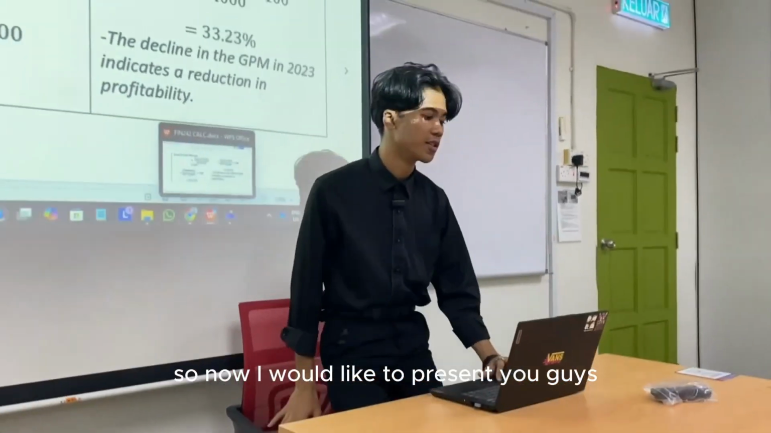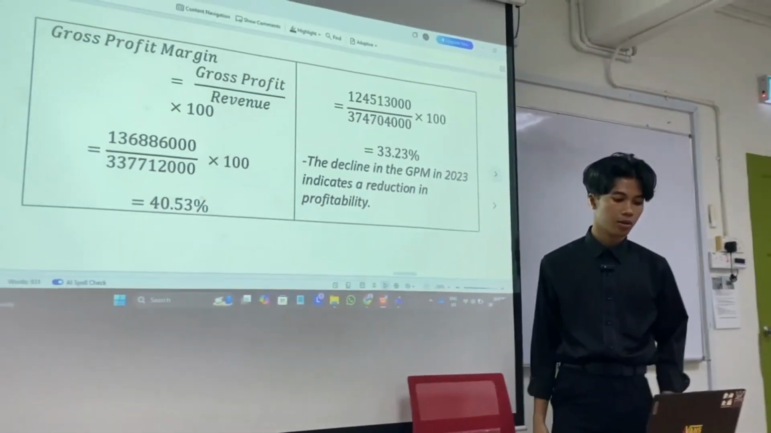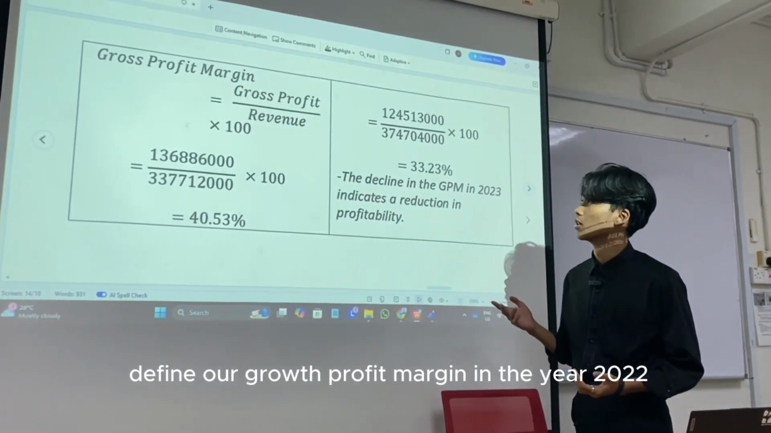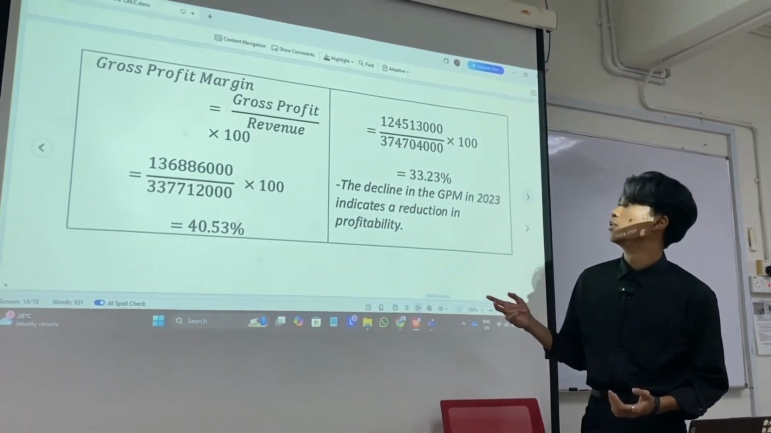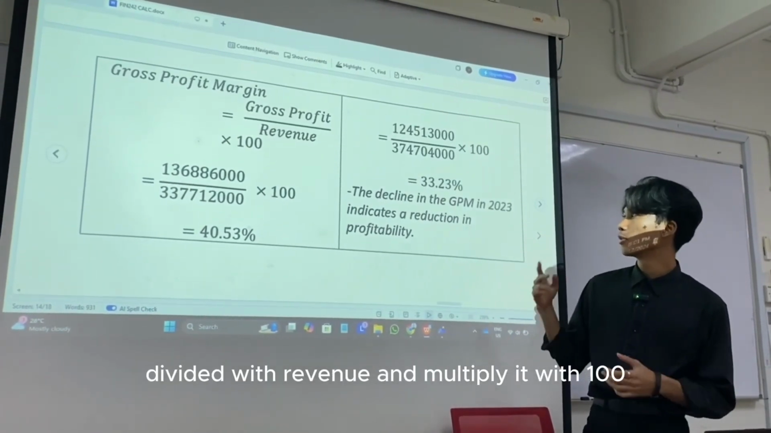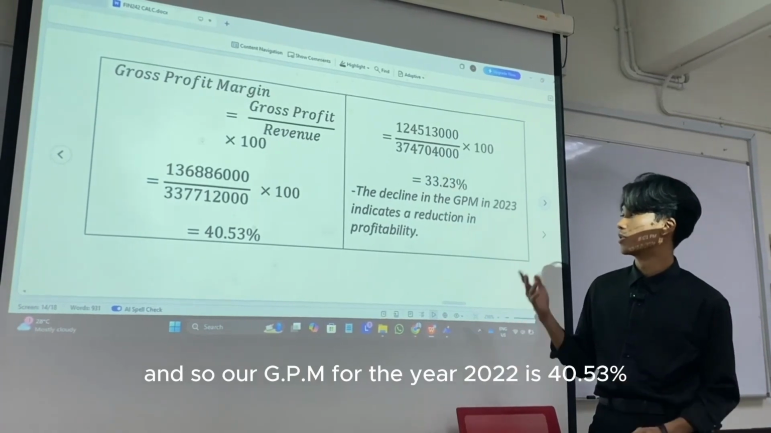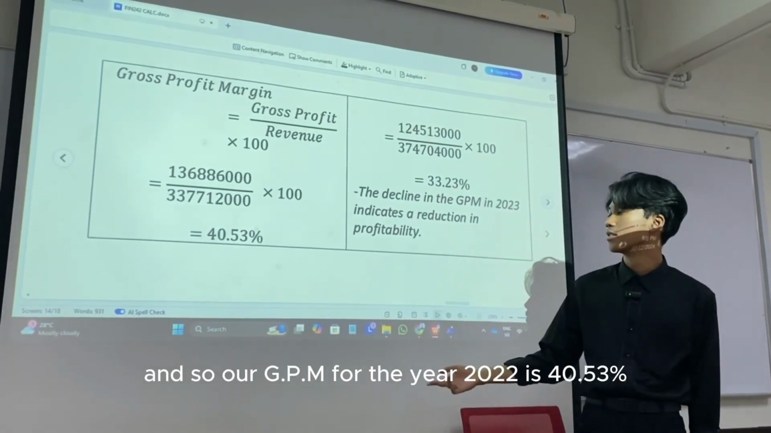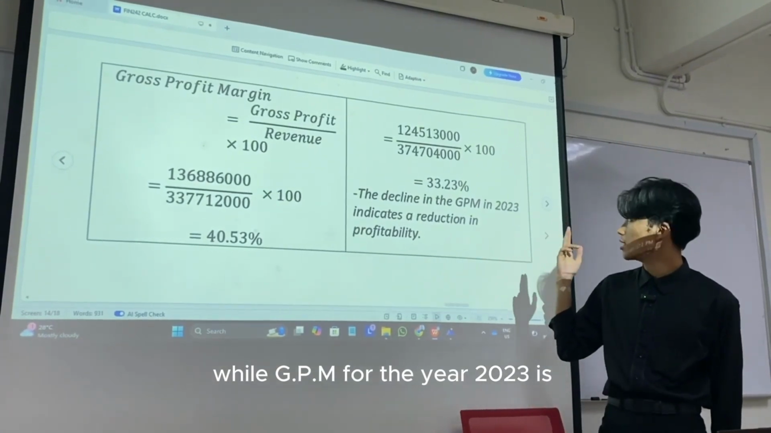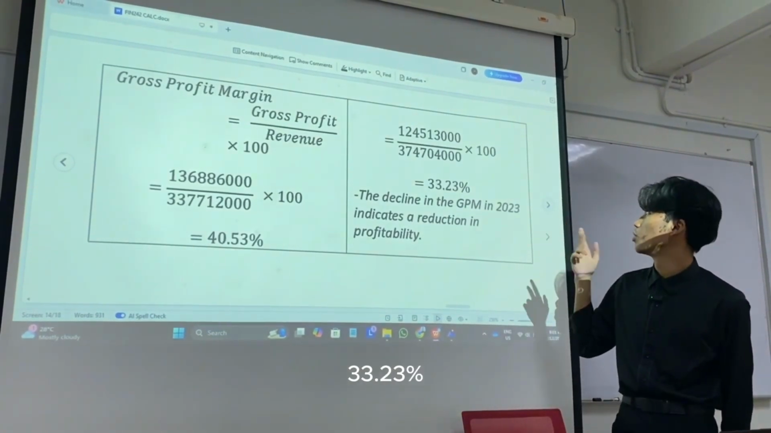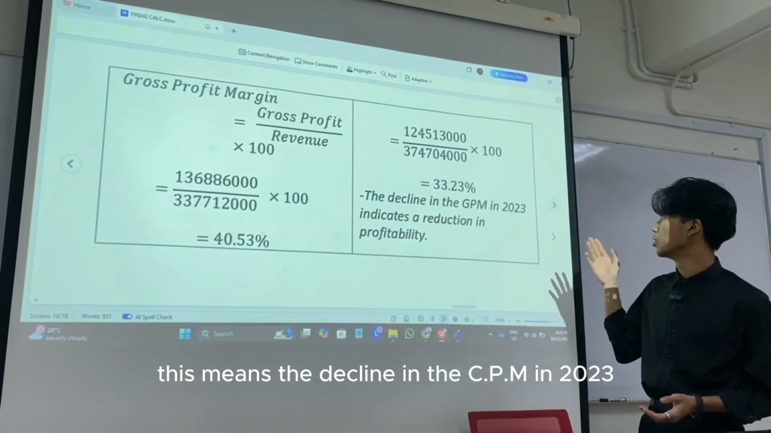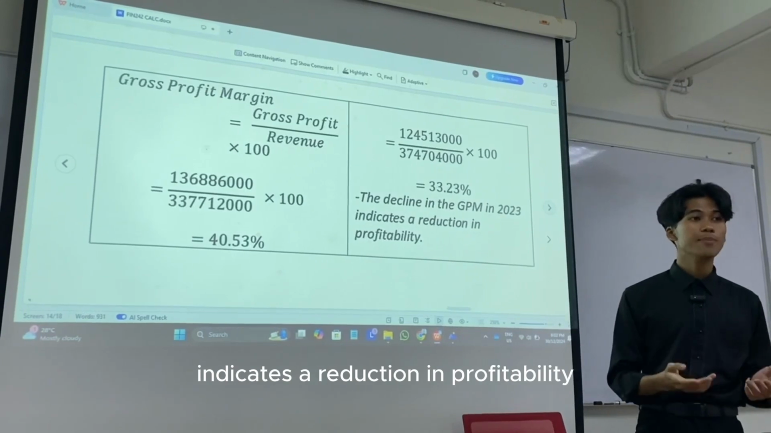So now I would like to present to you guys our gross profit margin. To find our gross profit margin in the year 2022, we take gross profit divided by revenue and multiply it by 100. And so our GPM for the year 2022 is 40.53%, while our GPM for the year 2023 is 33.23%. This means the decline in the gross profit margin in 2023 indicates reduction in profitability.